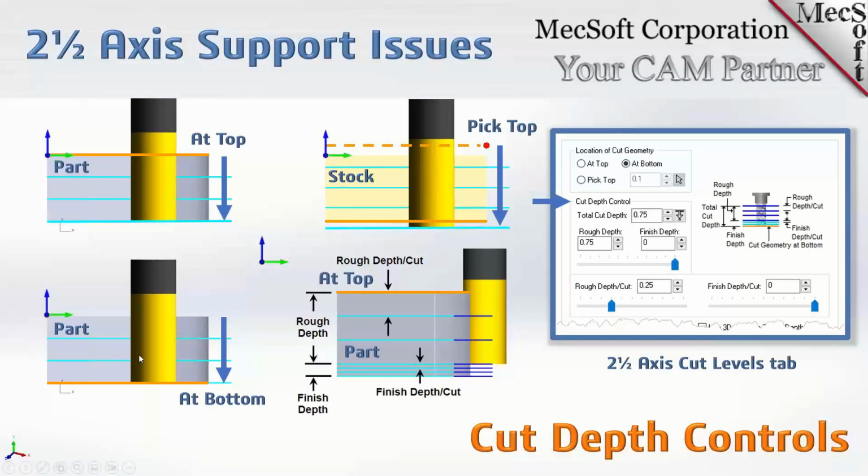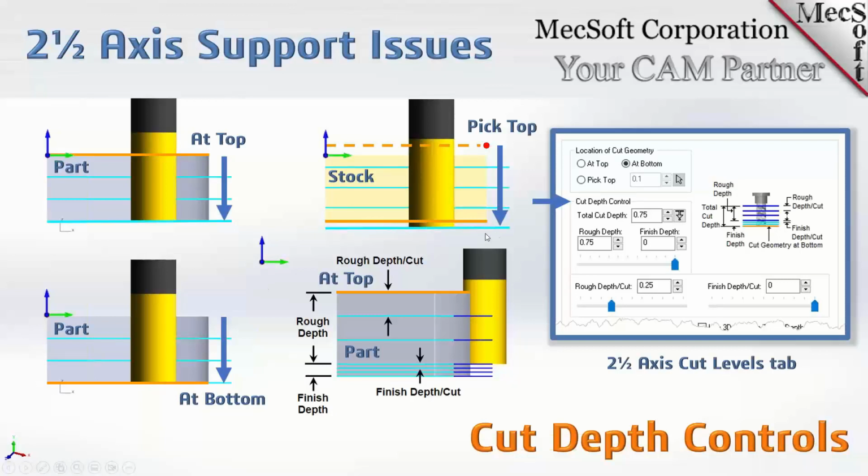But if you look at these 4 pictures on the left, the orange line is where the geometry that you selected for your control geometry in this dialog is. So if the geometry that you selected is at the top of your cut, you would pick that top. If it's at the bottom, for instance, if you just have a 2D drawing located on the XY plane at Z0, so it's at the bottom of your cut, you would pick that bottom.